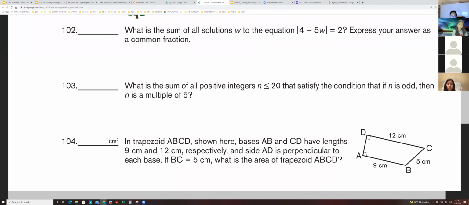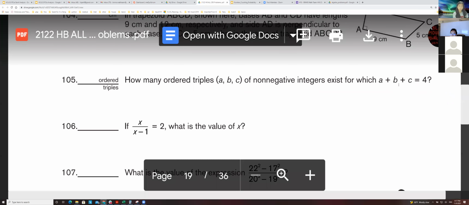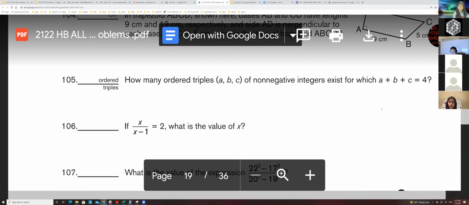Let's move on to 105. How many ordered triples of non-negative integers exist for a plus b plus c equals 4? All right, I see Daniel raising a hand. Daniel, you want to talk about this? Can I draw on the screen? Yeah. Okay.